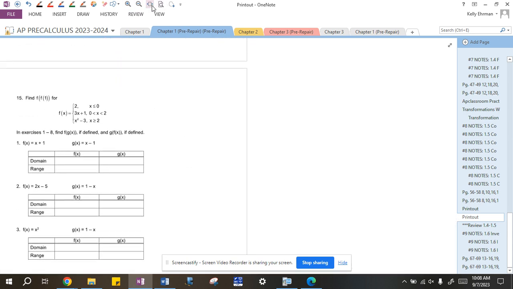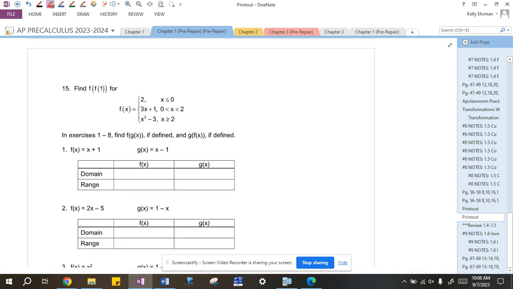Okay, last page. Find f of 1. So remember, the way that this works, we have a piecewise function. We start with f of 1, figure out what that's going to be. So first of all, plug it into the correct piece. An input of 1 falls right here, so we should be on the middle branch. 3 times 1 plus 1. So really this is asking us to find f of 4. 4 is in the bottom section, x greater than or equal to 2. So that's 16 minus 3. So f of 1 is equal to 13.